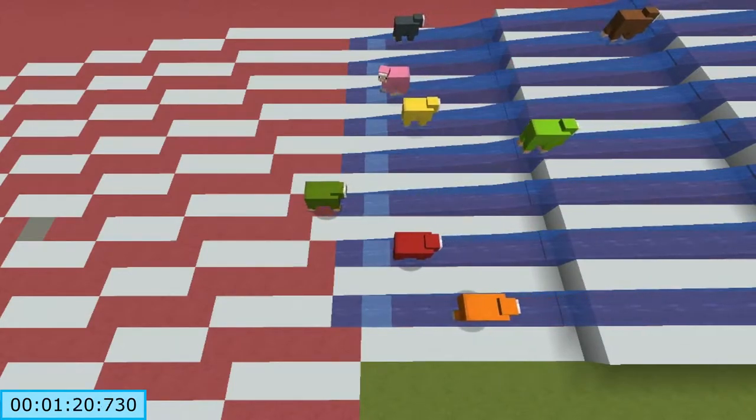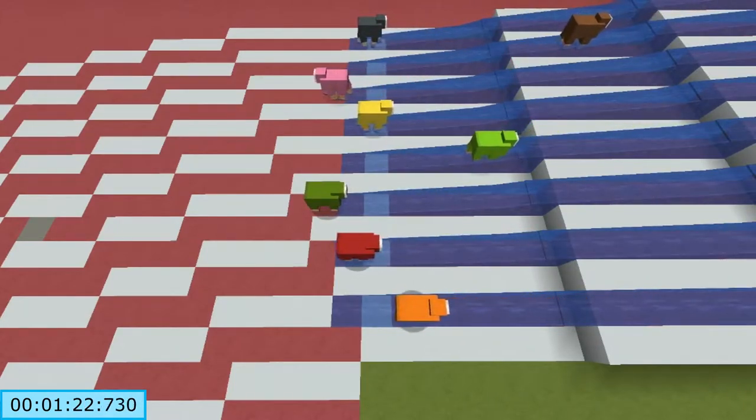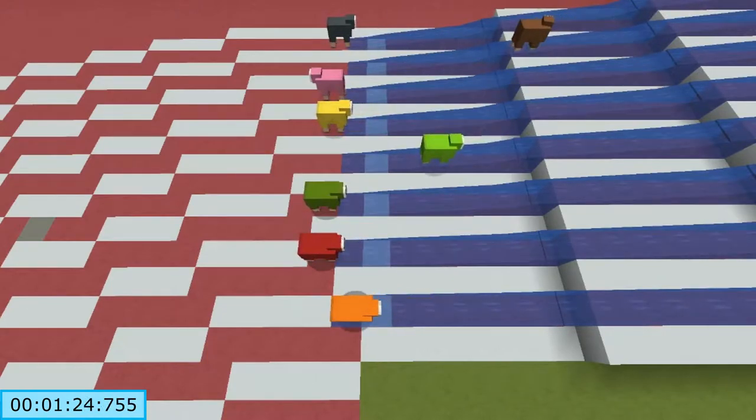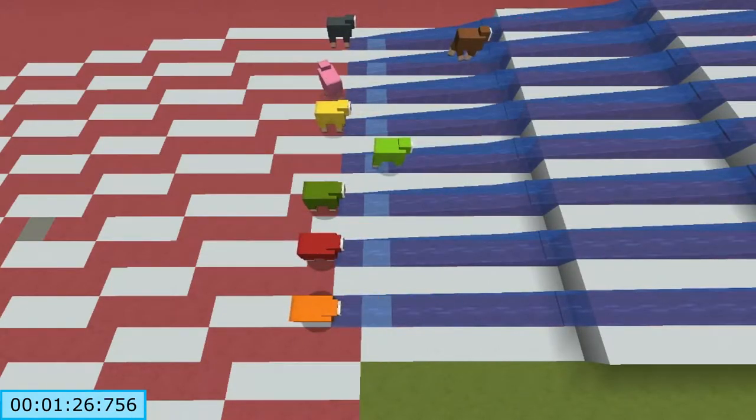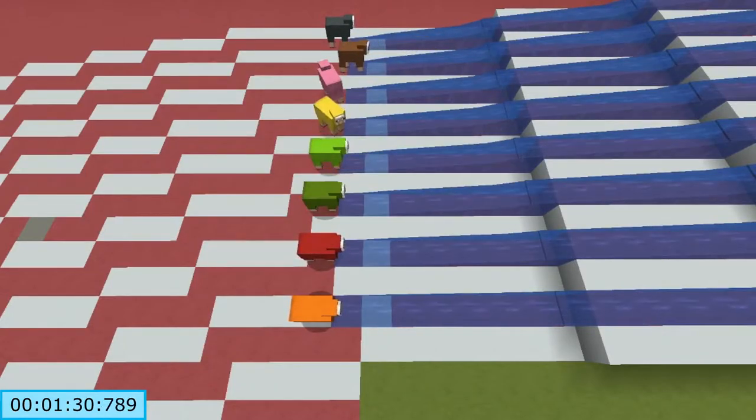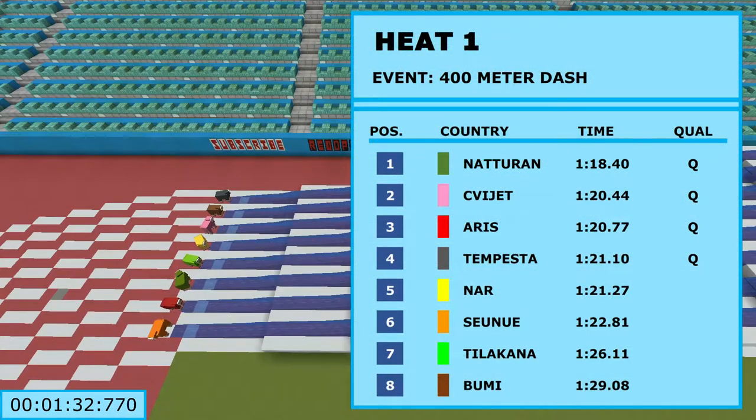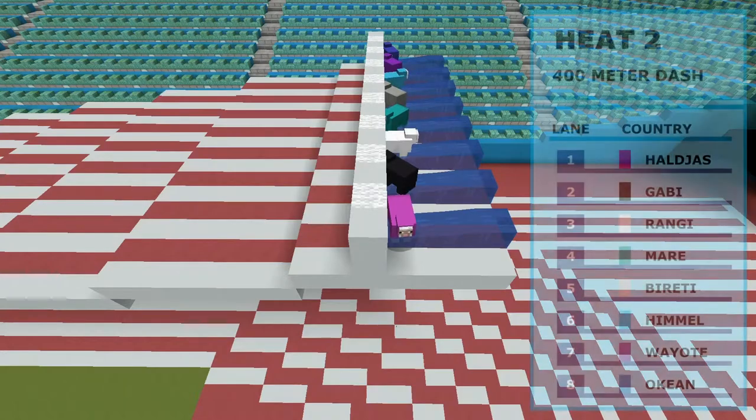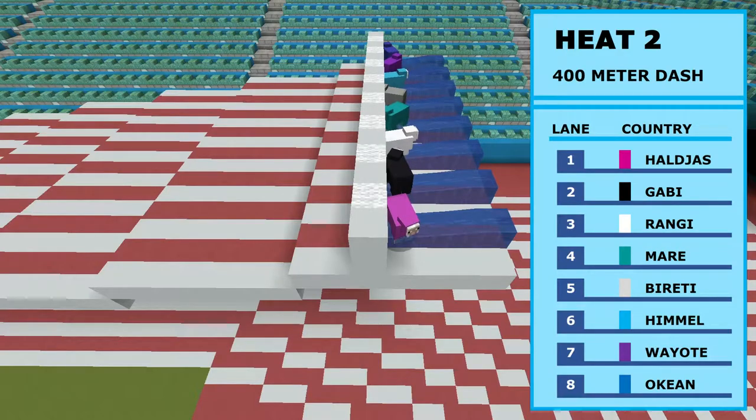We'll see Svia and then Aris and then what a close finish between Gnar and Tempest. We'll see who actually crossed the finish line in front to get the last qualifying spot. Sanu, Tilakana and Bumi are not qualifying. Looking at the times and it looks like Tempest squeaked by Gnar with a 1/100th of a second. Unbelievable way to finish in Heat 1.